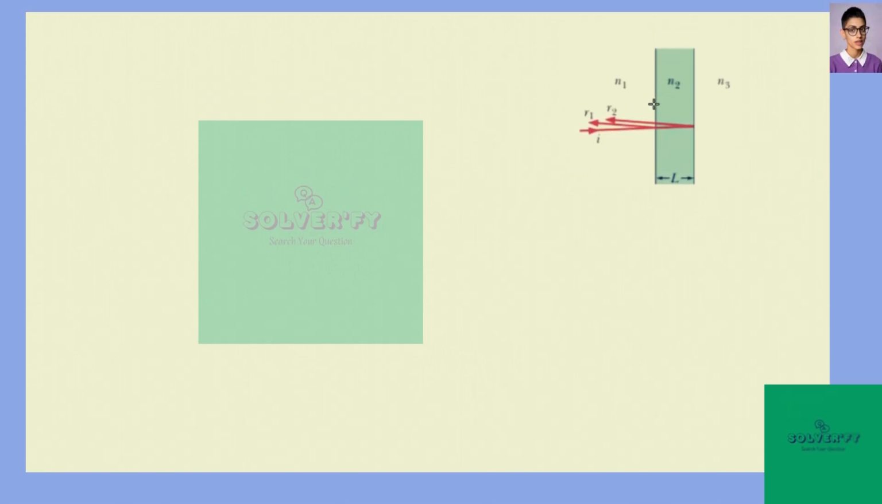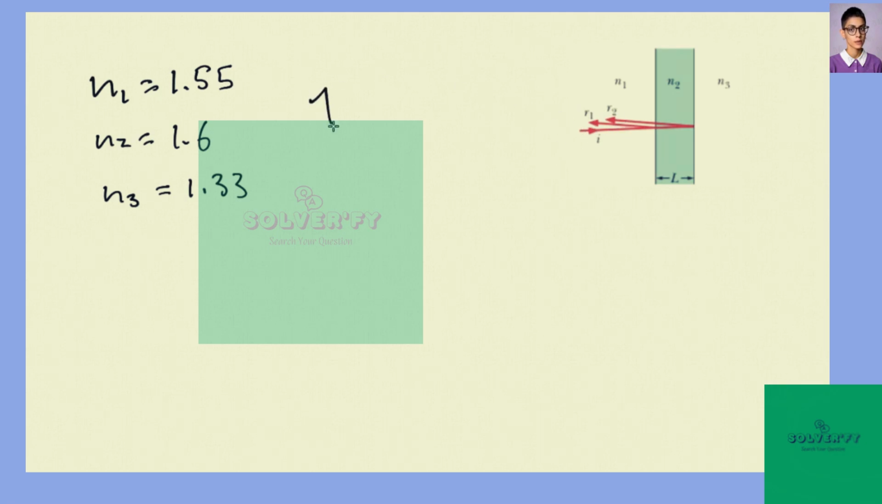In this problem, we have three different materials with three different indices of refraction, N1, N2, and N3. We're given that the indices of refraction are N1 equals 1.55, N2 equals 1.6, and N3 equals 1.33. We're told that light with a vacuum wavelength, lambda, of 612 nanometers is going to be incident coming in from the left here.